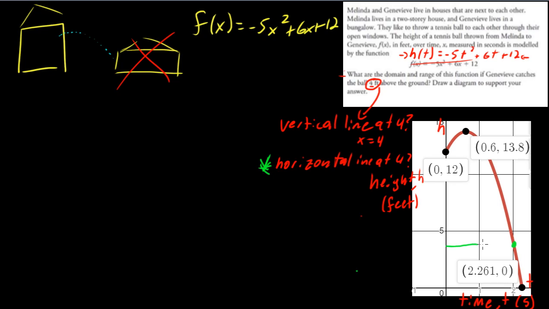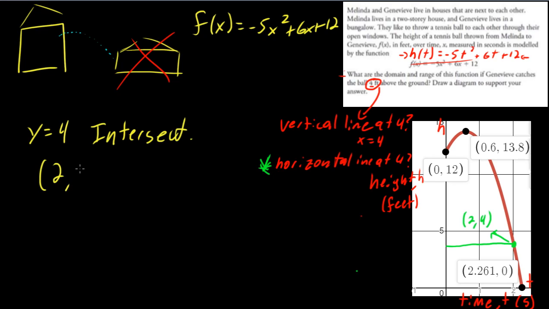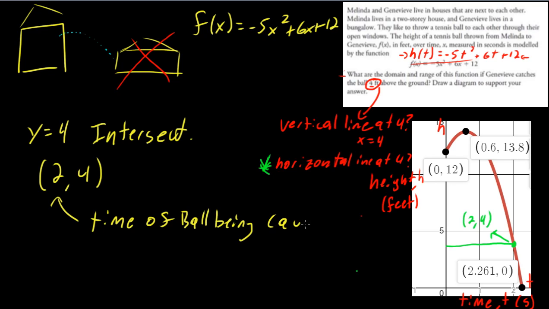So we have this coordinate here, and this is at 2, 4. So for our work here, we would just say y equals 4. That's our line. We would say we're going to intersect, and we would get 2, 4. This is the time of the ball being caught. So our problem only lies between when the ball is launched and when it's caught. All of this stuff afterwards doesn't actually exist in our problem.